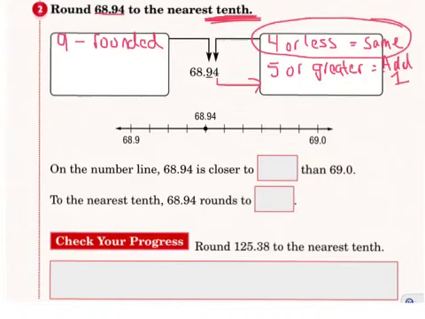So you can see on the number line that 68.94 is closer to 68.9 than it is to 69. To the nearest tenth, 68.94 rounds to 68.9.